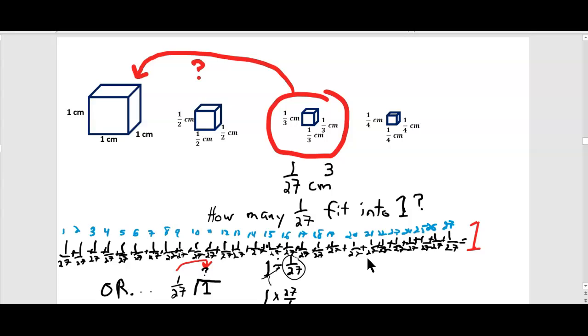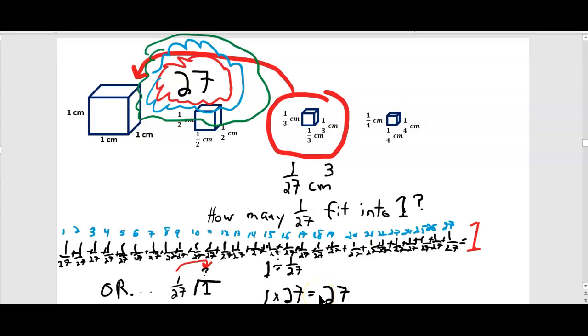When you divide fractions, as easy as pi, flip the second and multiply. We're just flipping it. So instead of 1 over 27, we take 27 over 1, which is really just 27. And 1 times 27 is 27.